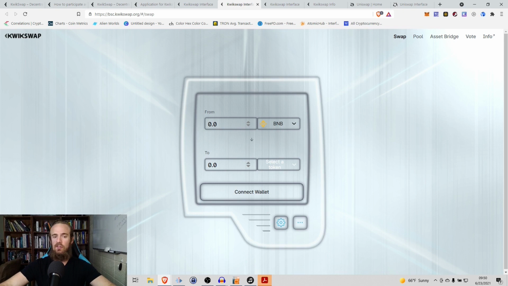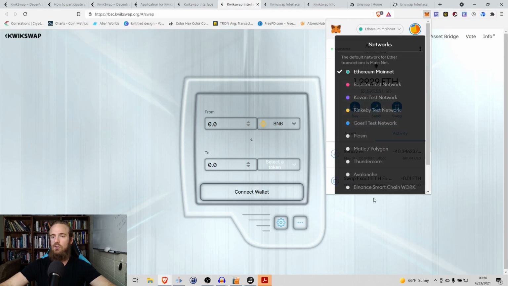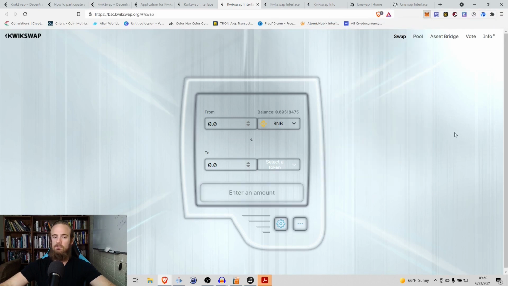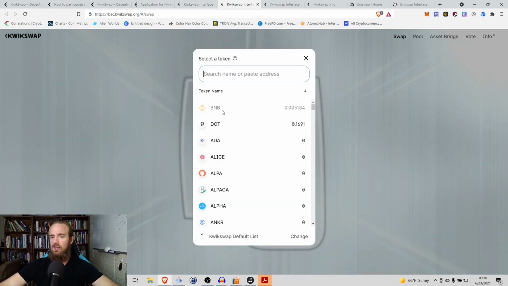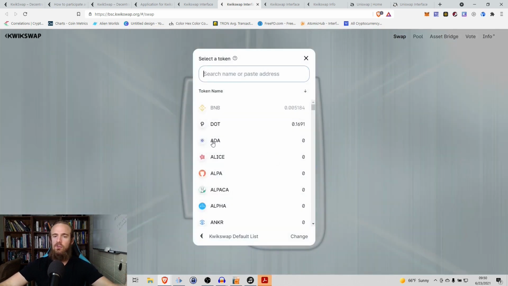To do this, you can see that I'm on the wrong network. All I need to do is go to my MetaMask wallet and switch from my Ethereum mainnet to my Binance Smart Chain network. And then from here, I can easily go from whatever Binance Smart Chain supported token to any other. So I can go from the underlying Binance token itself. Let's just go 0.001. I can go to whatever token I want. So I can go to DOT.